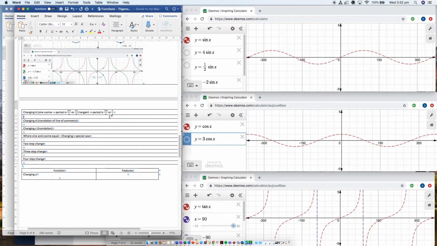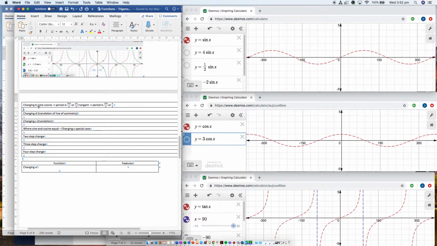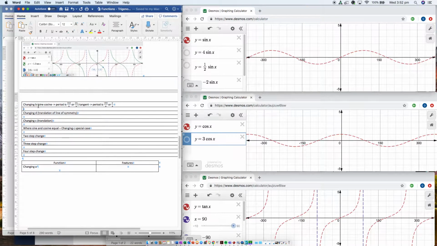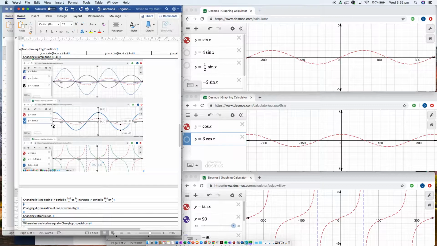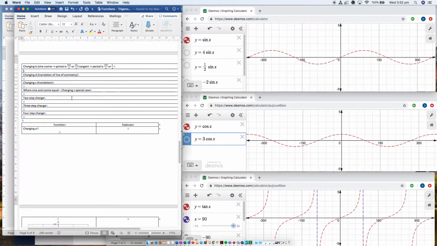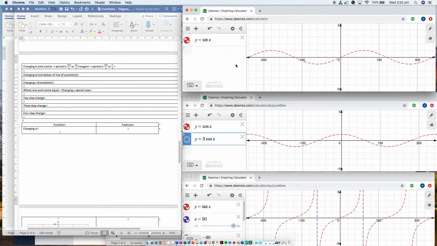Hi all. Yet again, we've got a pretty serious setup here. We'll be looking at changing B this time for trig functions. Now, hopefully you've watched changing A. We looked at and made all these functions here and experimented with changing A, which is our amplitude. In this case, we're going to be changing B instead.